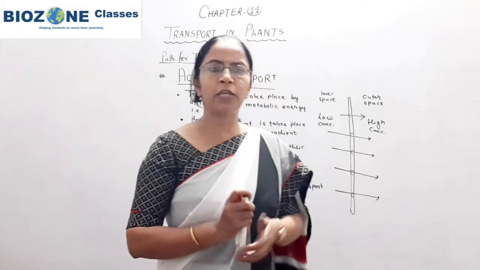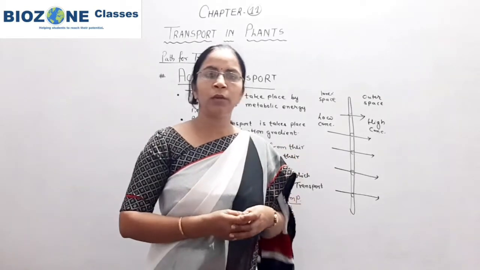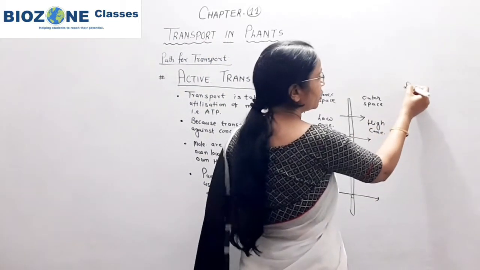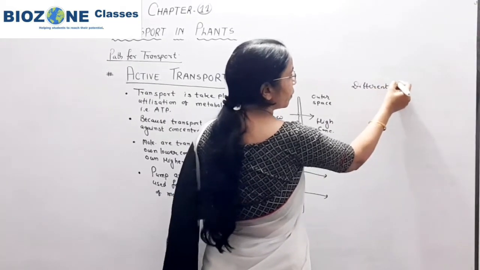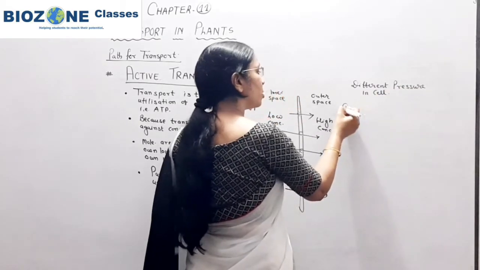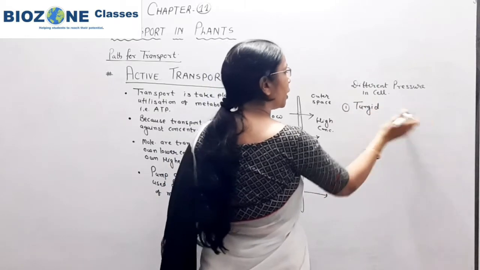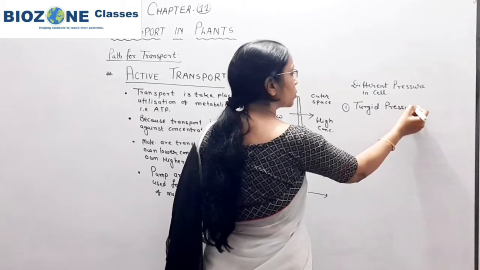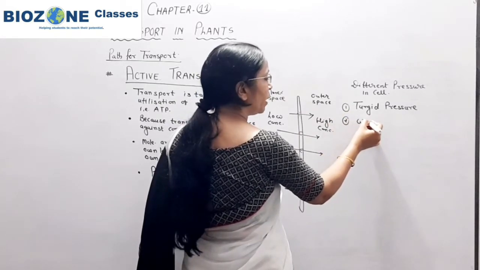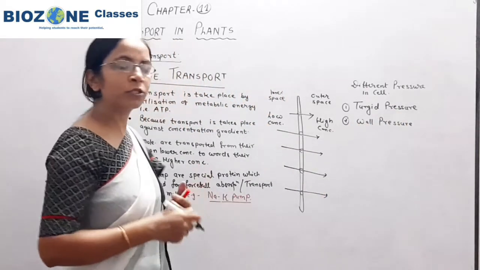Now we come, very briefly, to when the transport of molecules takes place, because in the next session we discuss the different pressure systems. So first we only study what the different pressures in the cell cytoplasm are. First, one of the most important pressures in the cell: when the cell is in a turgid state, that pressure is called turgor pressure. Mainly we will discuss this in our next session. So one pressure is turgor pressure. The second pressure: to balance this turgor pressure, the cell wall develops an equal but opposite pressure, called wall pressure.